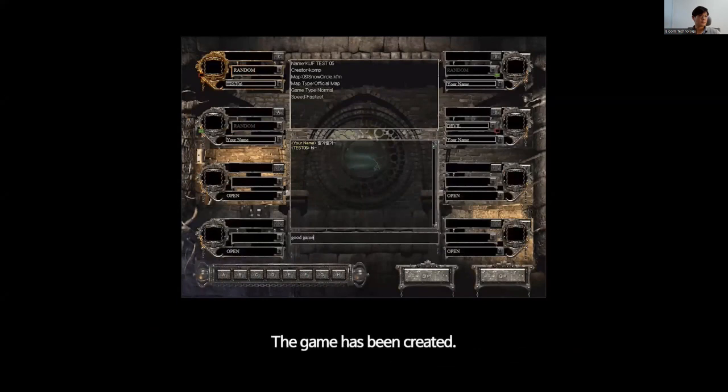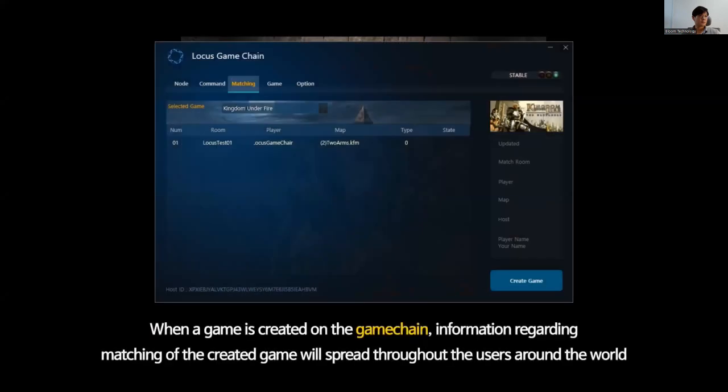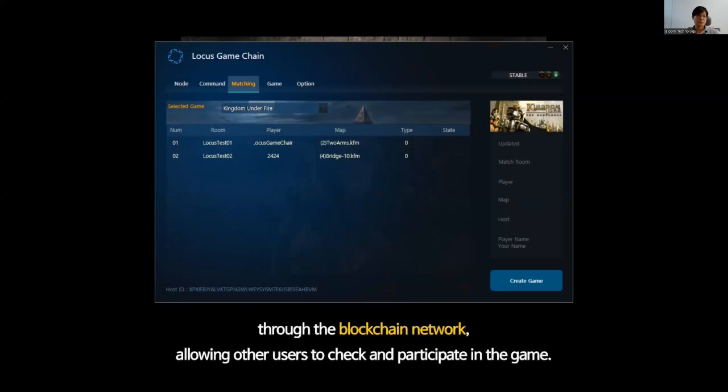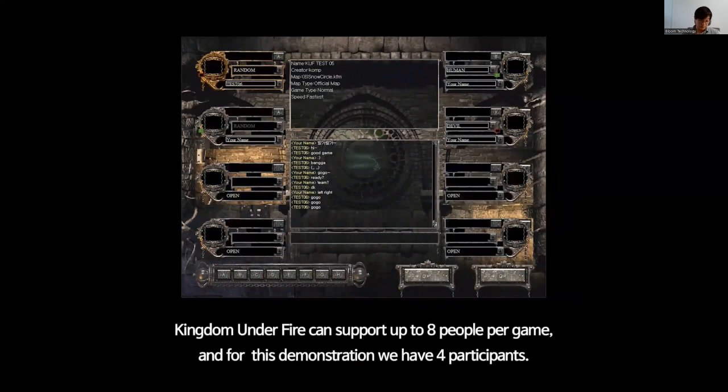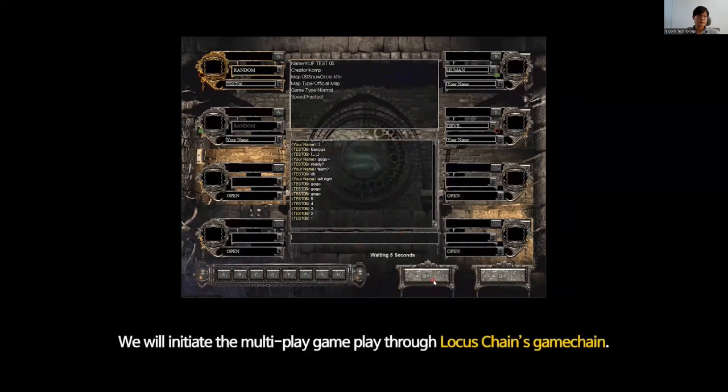The game has been created. When the game is created on the game chain, information regarding matchings of the created game will spread throughout the users around the world through the blockchain network, allowing other users to check and participate in the game. Kingdom Under Fire can support up to 8 people per game, and for this demonstration, we have 4 participants. We will initiate the multiplayer gameplays through the Locus Chain game chain.